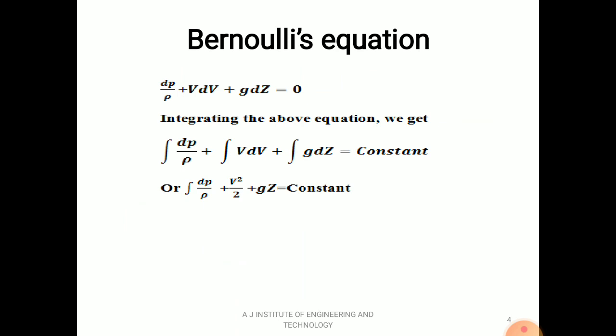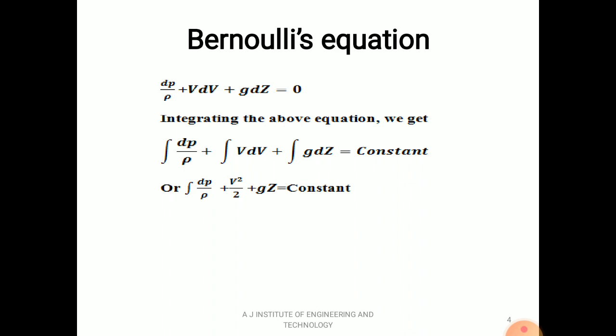Integrating the above equation, we get integration of dp by rho plus integration of V dV plus integration of g dz equal to constant. Upon simplification, we get integration of dp by rho plus V square by 2 plus g z equal to constant. As integration of V with respect to dV gives V square by 2, and as g is constant you can take it outside the integral, so we get g into z. So the overall expression becomes integration of dp by rho plus V square by 2 plus g z equal to constant. This is Bernoulli's equation.